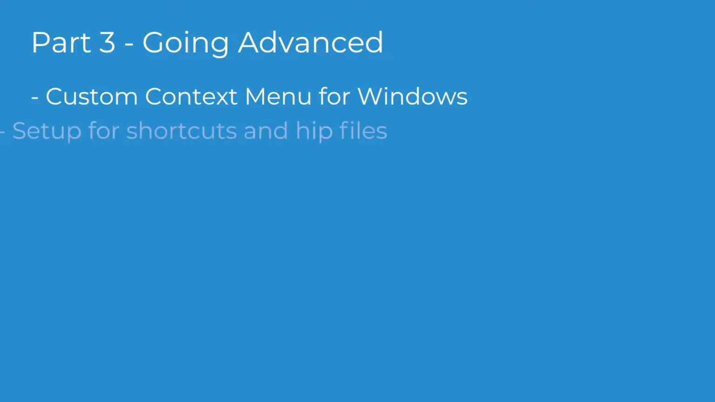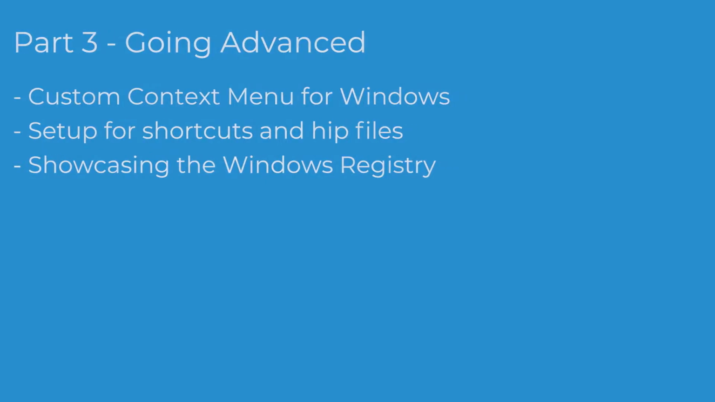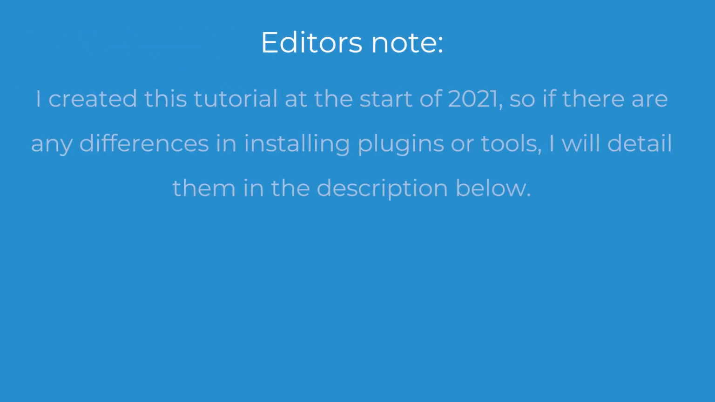Finally, we'll round off by showcasing how to make a custom context menu for shortcuts and hip files, by diving into the registry and finding out exactly how it works. I hope you'll enjoy this video, and I appreciate any feedback.